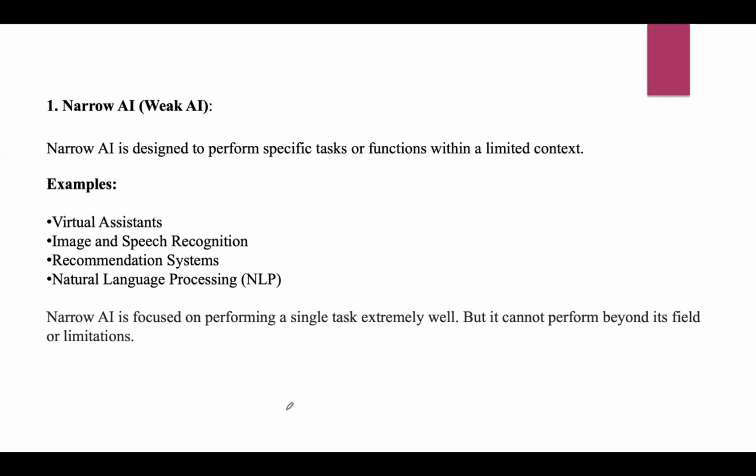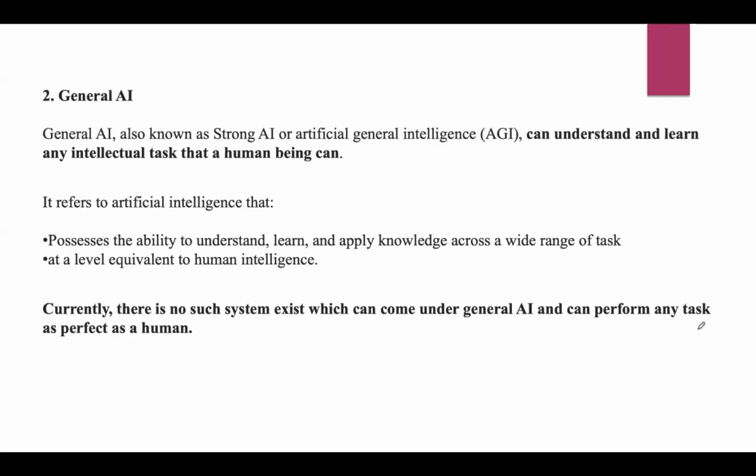Next example is recommendation systems. If you take online platforms like Netflix, Amazon, and YouTube, they use narrow AI algorithms in order to recommend movies, TV shows, products, and videos based on user preferences and viewing history. Then, natural language processing. If you take chatbots and language translation services, they also utilize narrow AI to understand and generate human language, facilitating customer service interactions and communication across languages. So, narrow AI is mainly focused on performing a single task extremely well, but it cannot perform beyond its field or limitations.